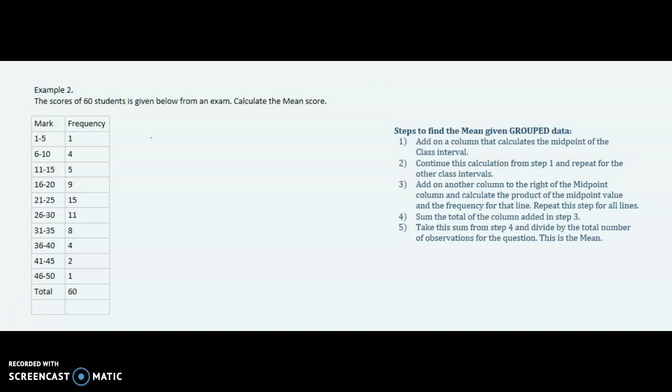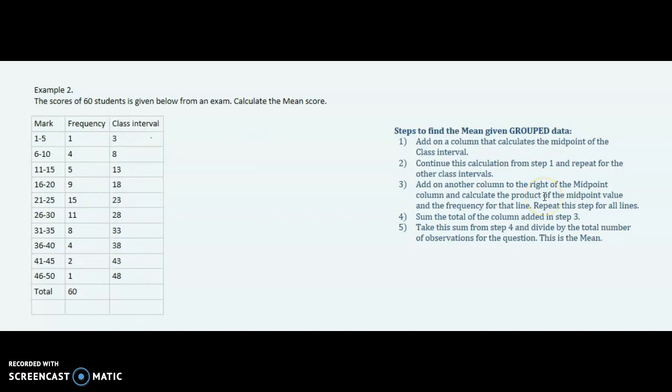Now again, the first step says to add on a column to the right, and we're going to call this class interval. The class interval is going to be the midpoint of the first category, right? So that's 1 to 5. It will be 1 plus 5, which is 6, divided by 2. So that will be 3. So I will get 3 for here and so on. And I'll repeat this process for all my lines up till this line. So I'm going to fill that in column now.